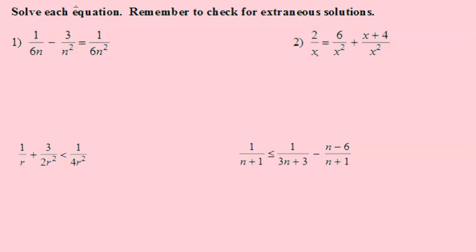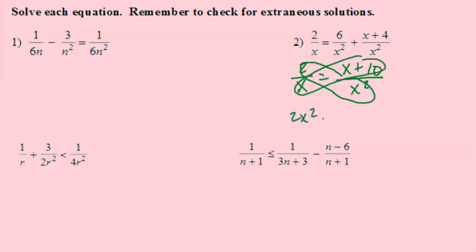Let's look at this one. We have 2 over x equals 6 over x squared plus x plus 4 over x squared. First, we will make this a same fraction. They already have common denominators, so we could just add straight across. So we have 6 plus 4, that's 10, and then x squared, it's just x squared. From there, we're going to cross multiply. You have 2x squared equals x squared plus 10x.